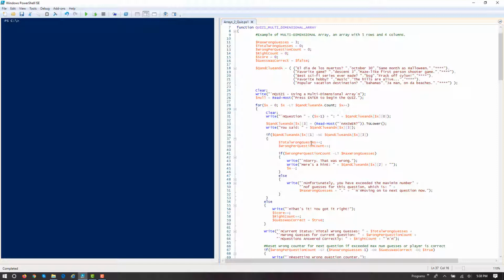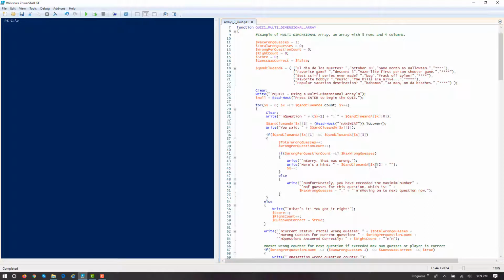What happens? We increment total wrong guesses, add 1 to it. We increment wrong per question count. These are postfixed increments, but we do it first, so it doesn't matter. In our if block, we're going to say wrong per question count, if it's less than max wrong guesses. Well, is this the first time they got it wrong, or is this the third time they got it wrong? Because remember, we didn't hard code it, but right now, the value of max wrong guesses is 3, so we're only giving them 3 wrong guesses. So if wrong per question count is less than max wrong guesses, we're going to say, sorry, that was wrong, and we're going to display a hint.